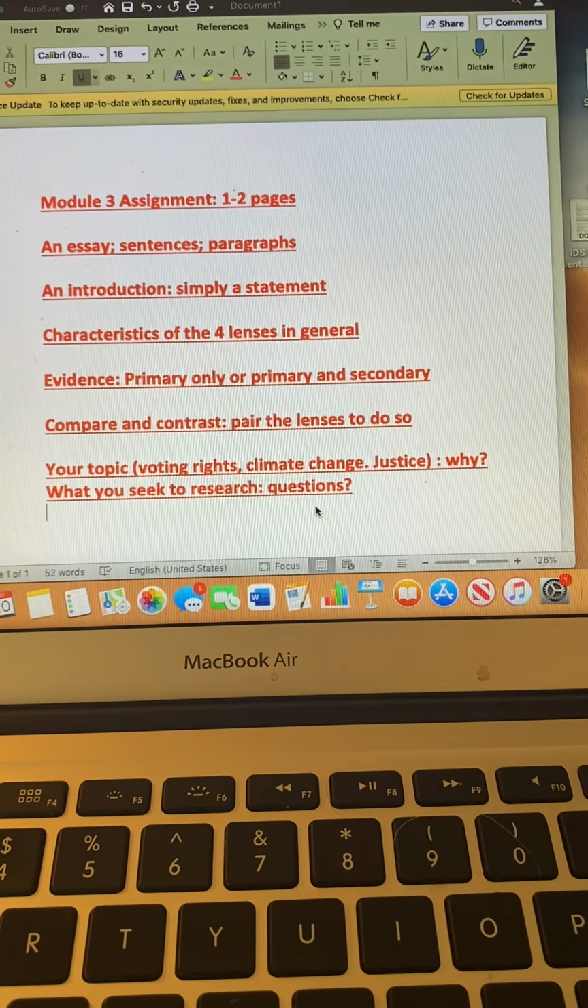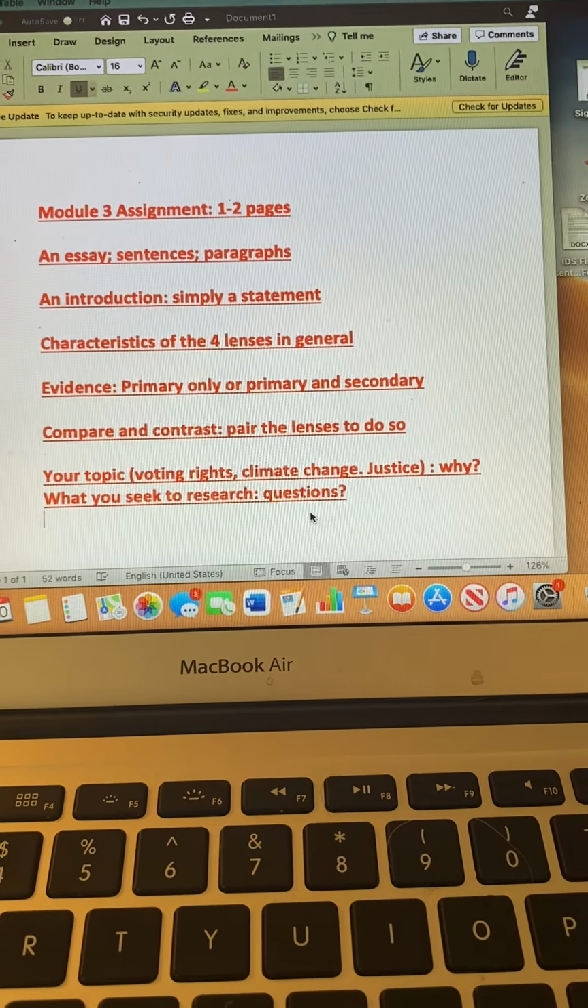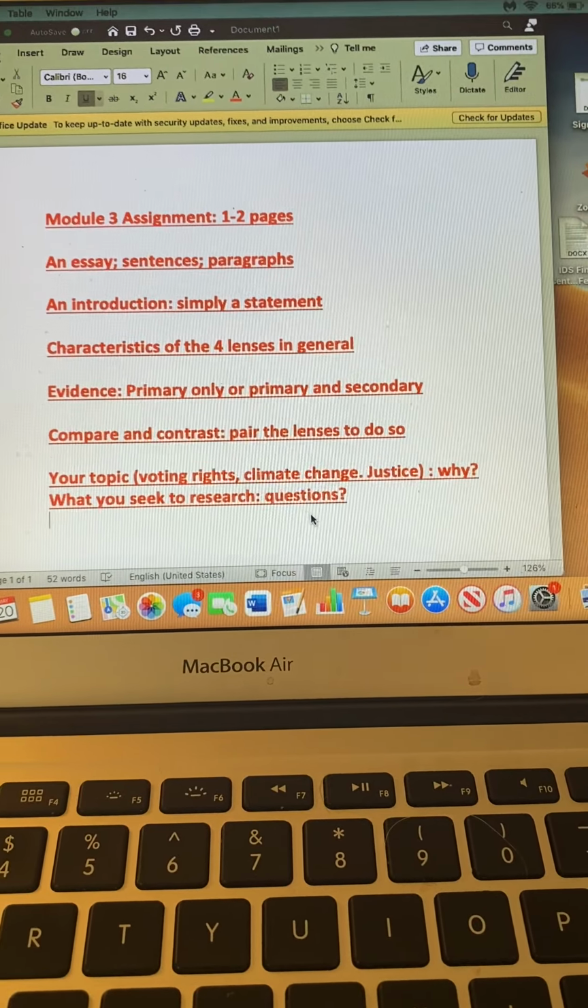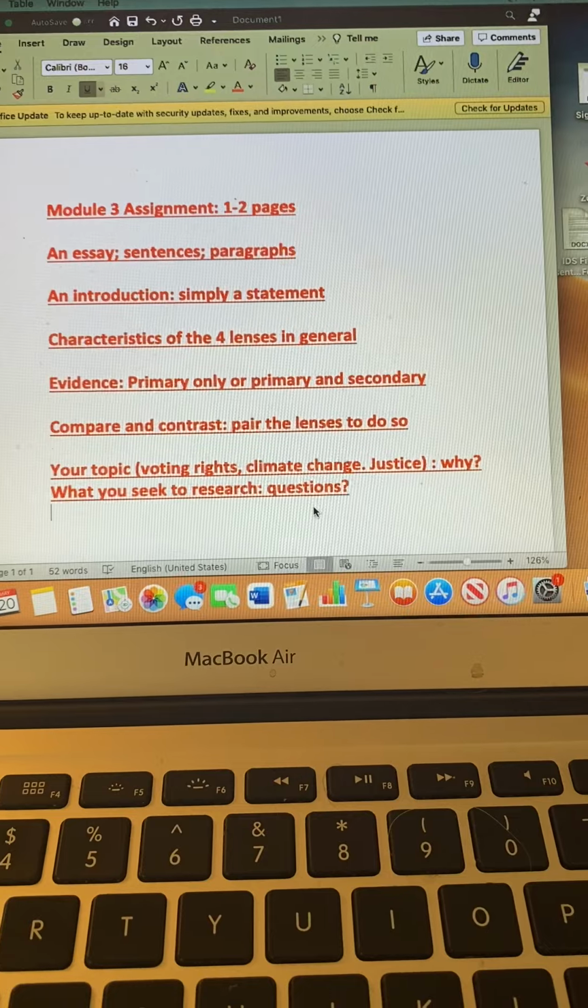The same is true with humanities. You could have a play that is performed on the stage and then a critic reviews that particular play. You could use both primary and secondary sources.